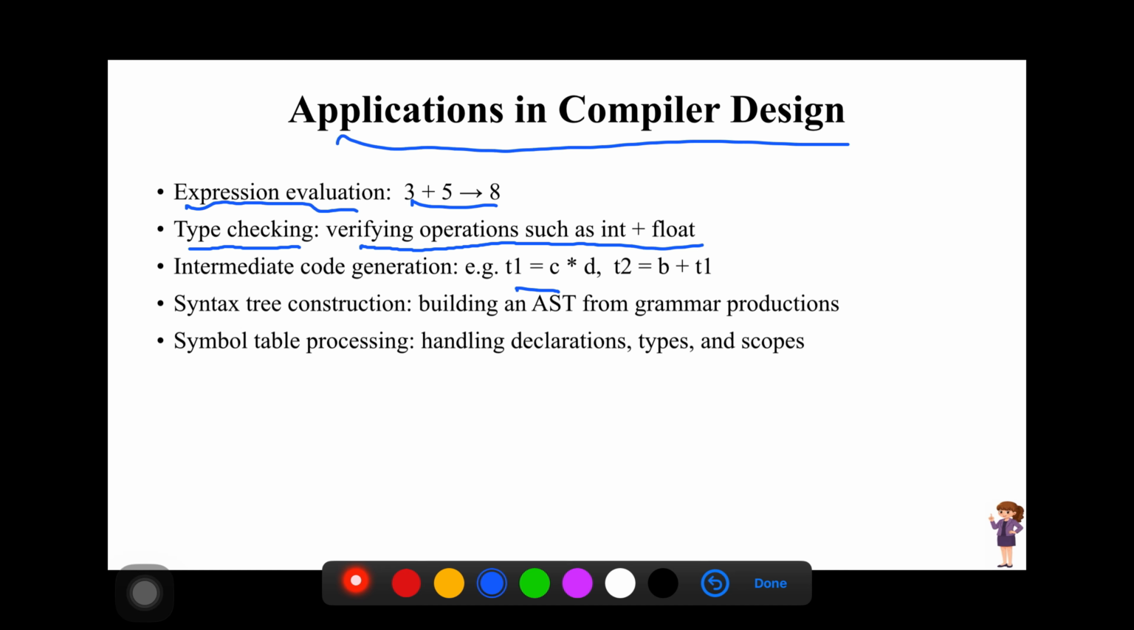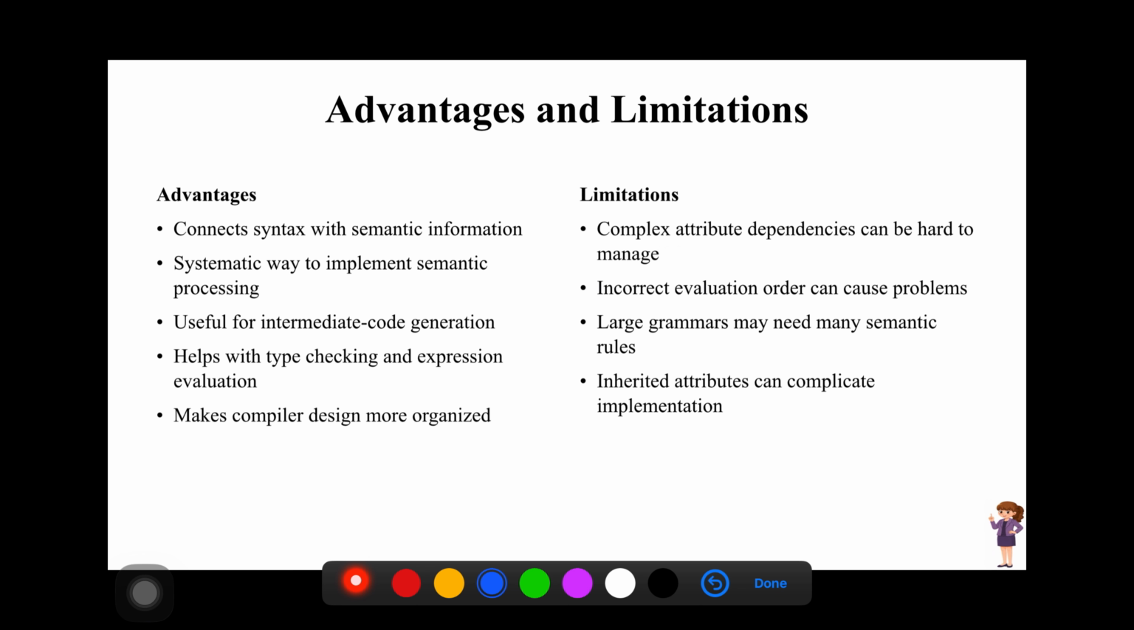SDD and SDT can also be used for constructing syntax trees, passing symbol tables, handling declarations, and supporting code generation. Therefore, these techniques play a very important role between the syntax analysis and later stages of compilation. I hope you guys understood. Let's move on to the next slide.